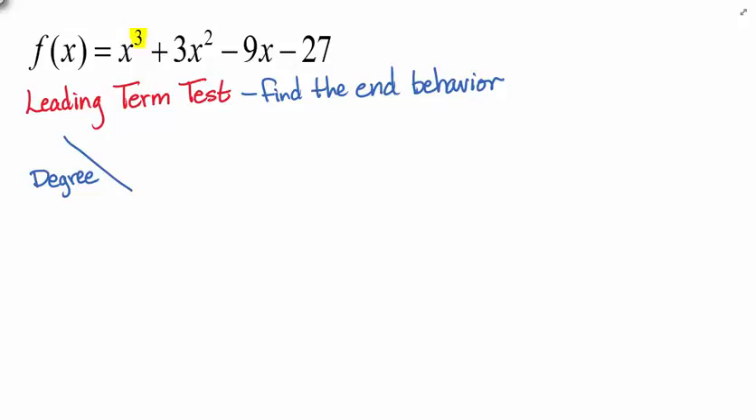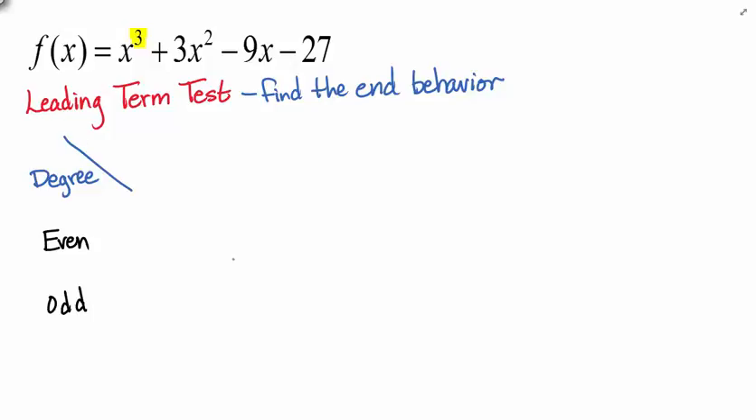Okay, so the degree will be either an even number or an odd number. Those are the two classifications. So in this case, it's an odd number. The degree is 3. Okay, so that's one piece of information we're going to look at.